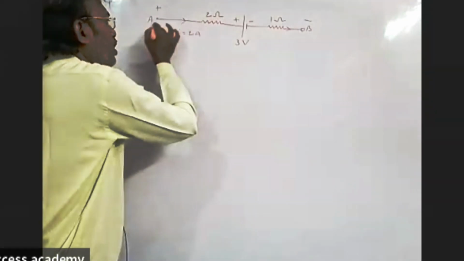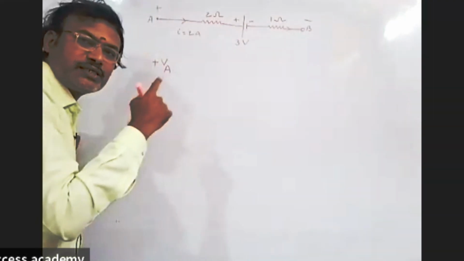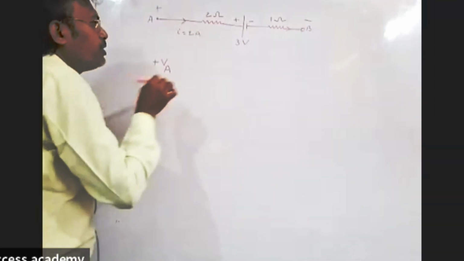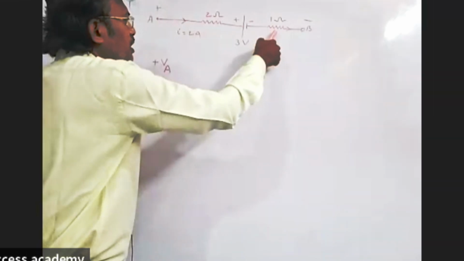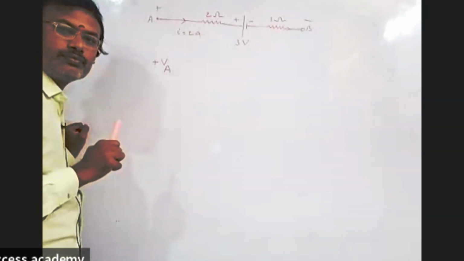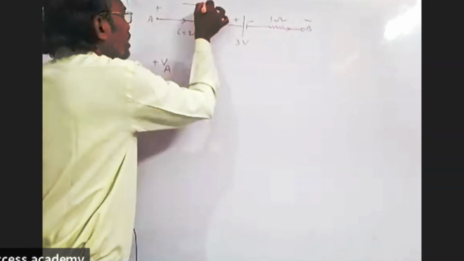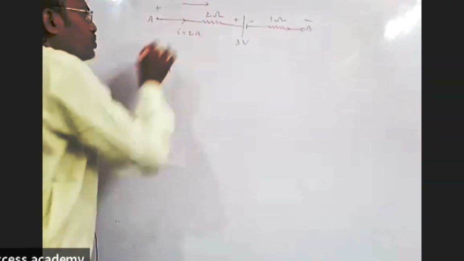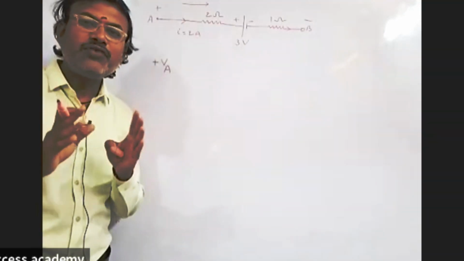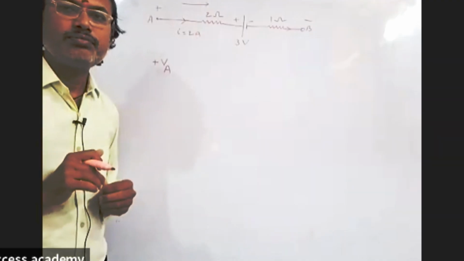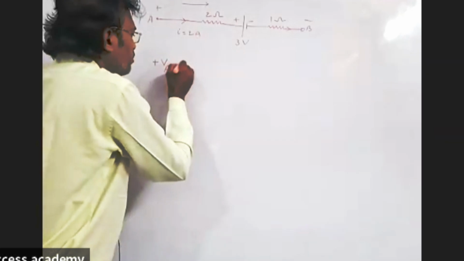Then move like this. All are in series combination, no? When all are in series combination, the same current passes. The current given in the problem is 2 ampere. The same 2 ampere passes through the 2 ohm resistor, and the same current passes through the 1 ohm resistor also. Now the 2 ampere is in the same direction. Here you are moving from A to B, and the current is also along A to B. So the potential difference is negative.